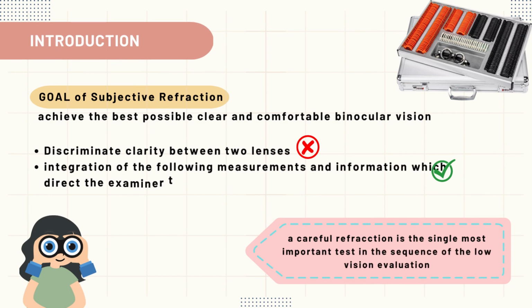is to achieve the best possible, clear and comfortable binocular vision. Refraction in a low vision patient is not simply the matter of asking the patient to discriminate clarity between two lenses, but the integration of the following measurements and information which direct the examiner towards the refractive error and finally the lens prescription. A careful refraction is the most important test in the sequence of the low vision evaluation.